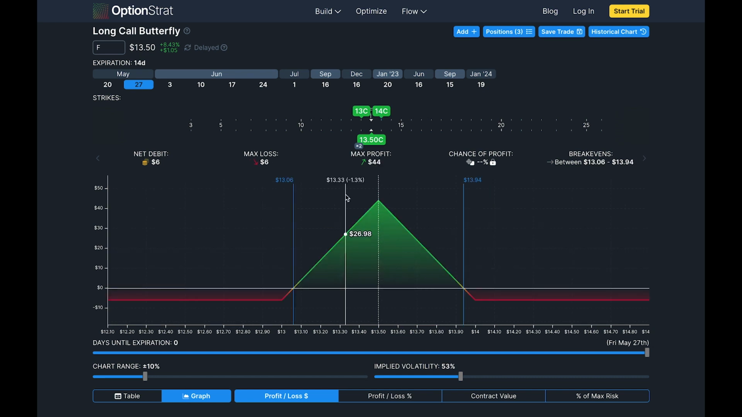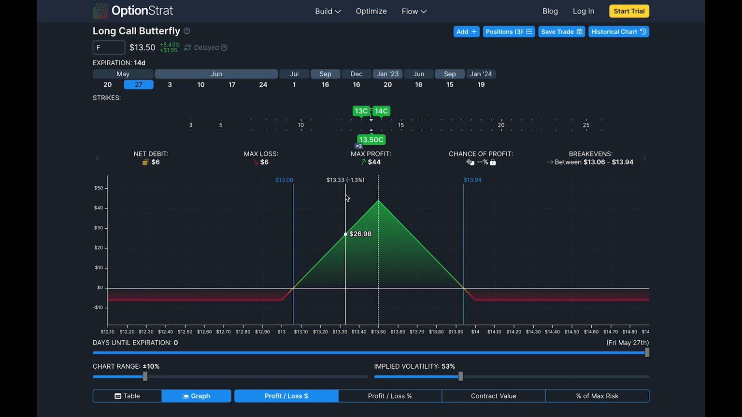Now here's our profit and loss diagram at expiration. Remember, green is profit, red is loss. At the time of making this video, you can see the debit is $6, so that's our max loss. That's as much as we can lose. Our profit is simply the width of the strikes, which is 50 cents, minus our debit, which was $6. So 50 minus 6 is 44. That's our max profit. Now that occurs if the stock price closes at our short strike, which was $13.50, at expiration.